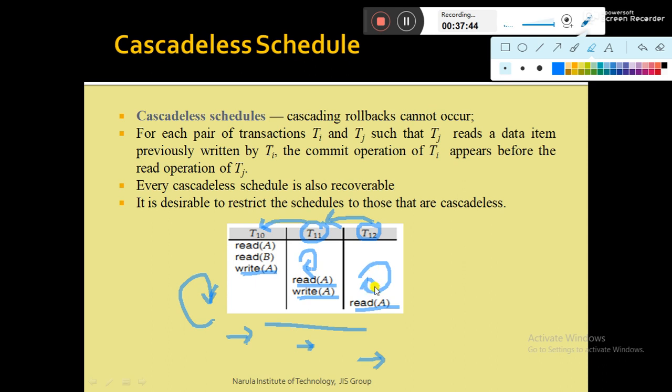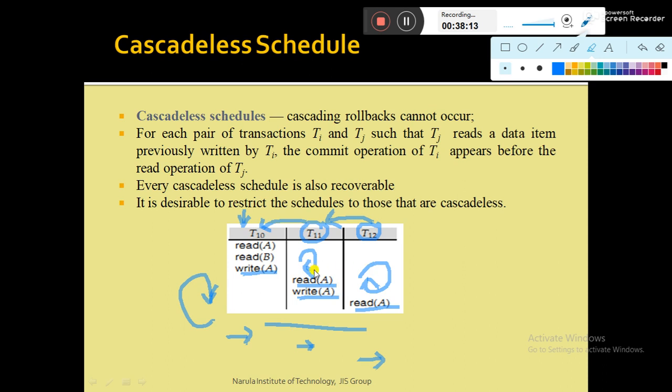So that means a single transaction failure leads to a series of transaction rollbacks. Here only transaction T10 failed to execute. That is why we need to roll back a series of transactions. So a single transaction failure leads to a series of transaction rollbacks, and that kind of schedule is known as a cascade schedule. This is known as cascading rollback also.